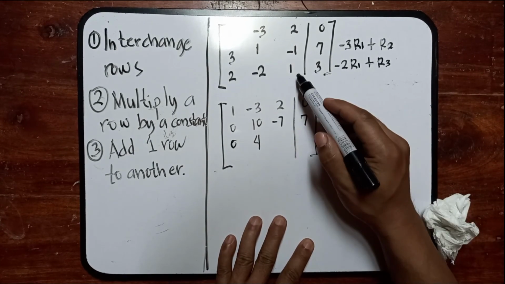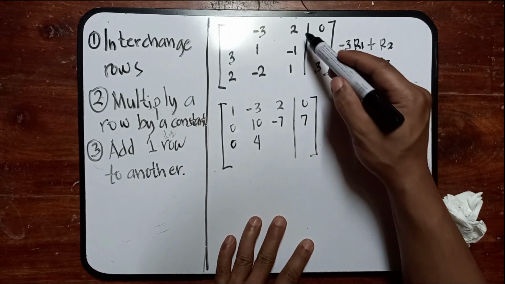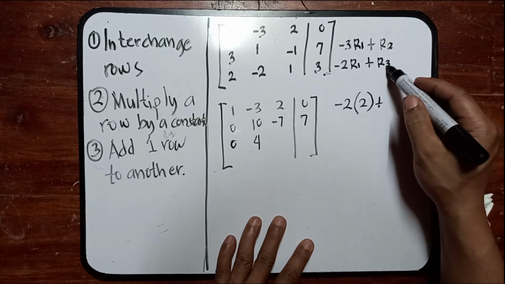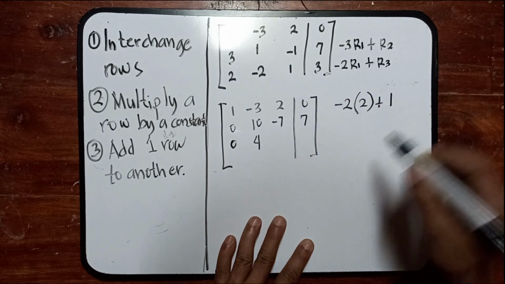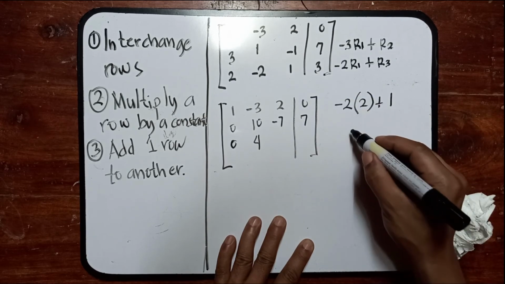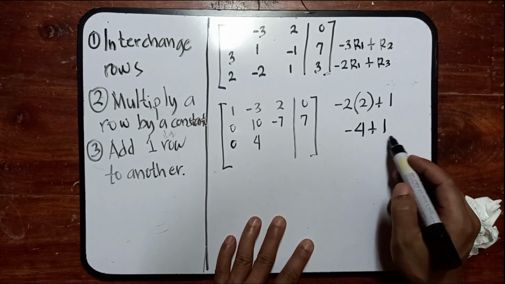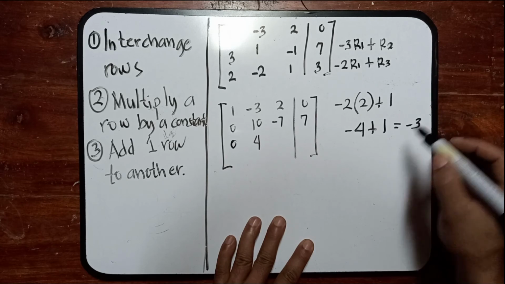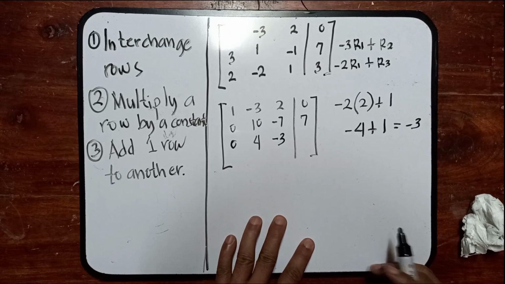Let's work on the third column. So still negative 2 times R1, and R1 is positive 2, plus R3, row 3, that is positive 1. And then negative times positive, this is negative 4, plus 1, and then this becomes negative 3. So negative 3. Okay, so there you go.